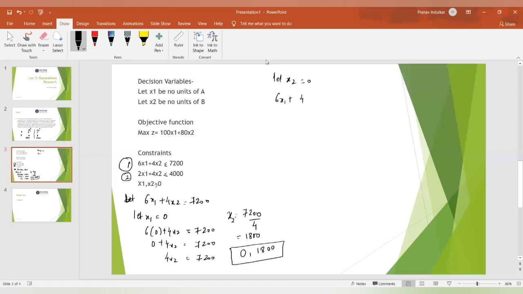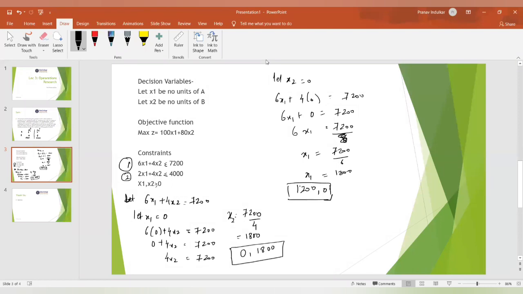6x1 plus 4 into 0 is equal to 7200. So 6x1 plus 0 is equal to 7200. So therefore 7200 divided by 6, or 6x1 is equal to 7200, x1 is equal to 1200. So what answers did you get? x1 is 1200, comma 0. Is that clear to you all? Is that clear to everyone?